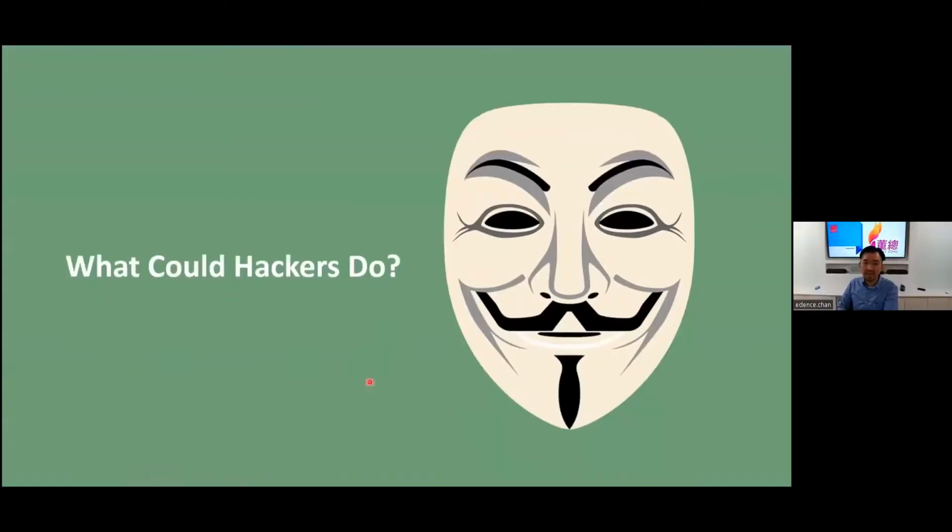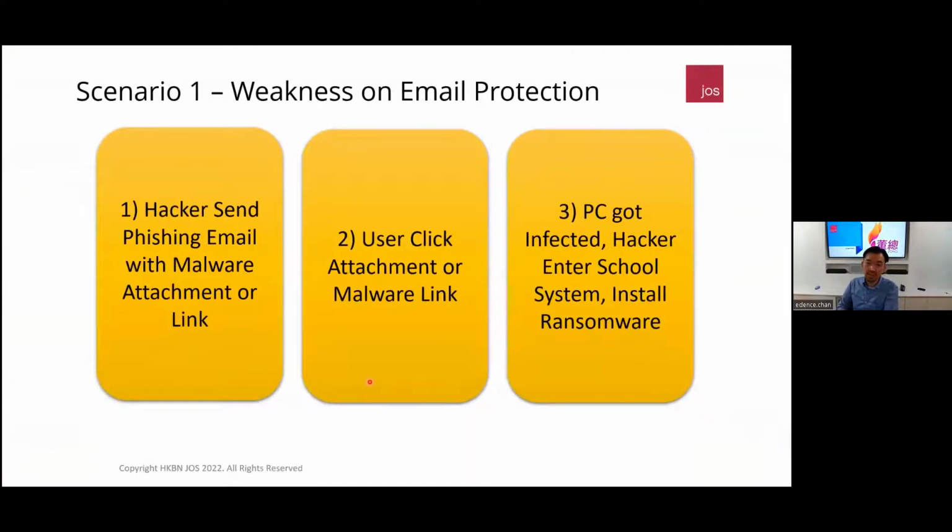So what can a hacker do after they see what you are running in the school? We provide some examples. On scenario number one, if you have a weakness in the email protection, there are 3 steps the hacker can do. The hacker can send you a phishing email with a malware attachment. The user without doubt, 100%, will click the malware link, and the PC will get infected, the school system gets compromised, and ransomware will happen.